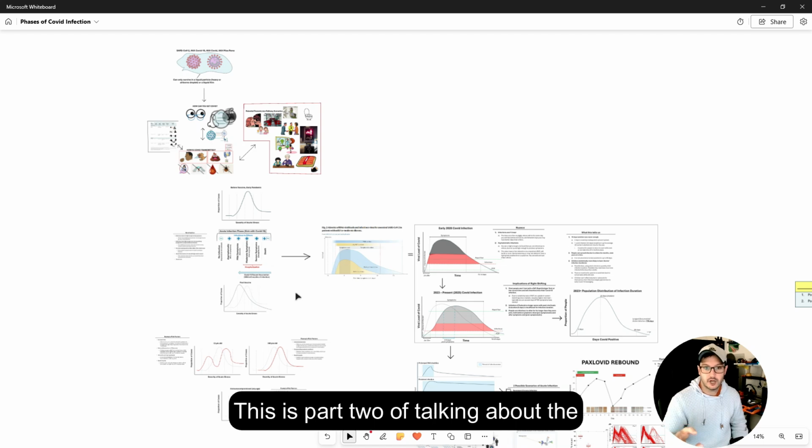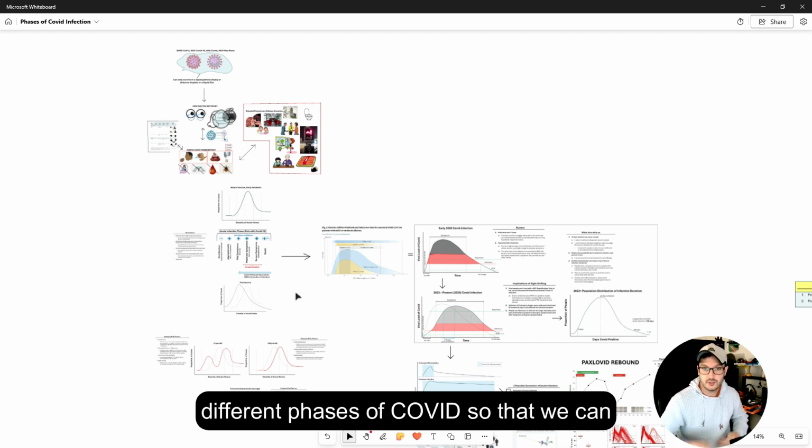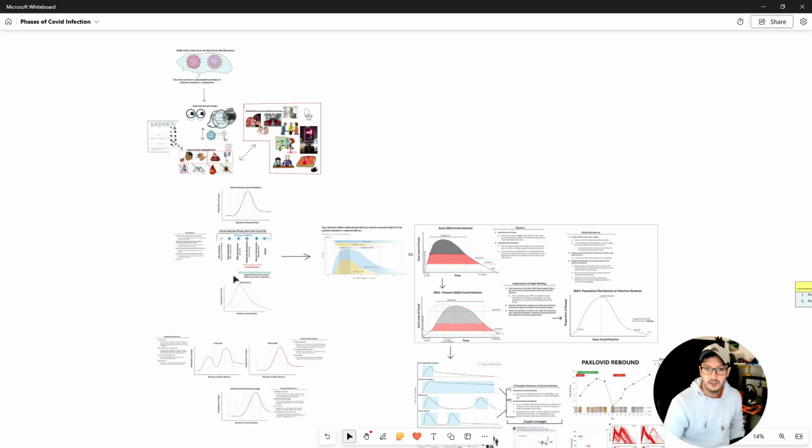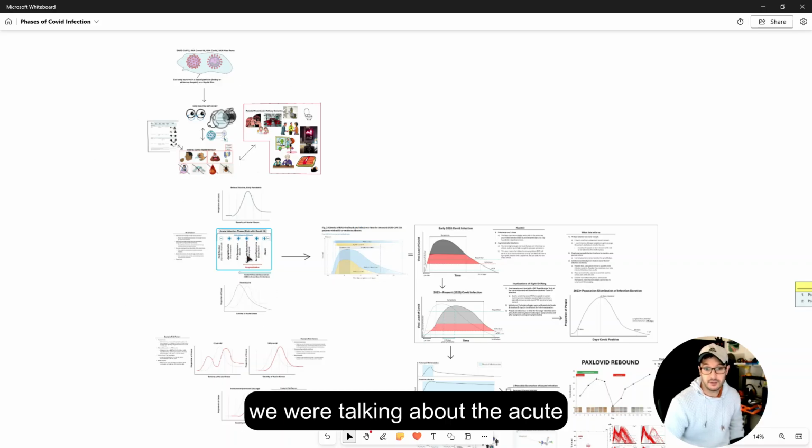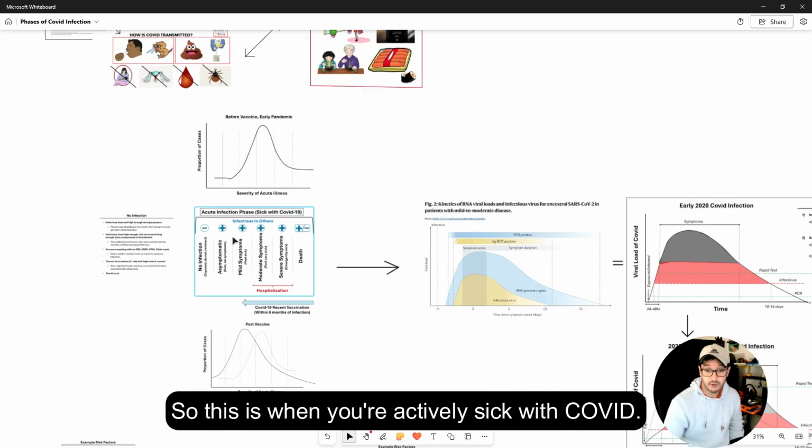This is part two of talking about the different phases of COVID so that we can have a better appreciation of it. Last time, everything here that I'm circling to the left, we were talking about the acute infection phase of COVID. So, this is when you're actively sick with COVID.